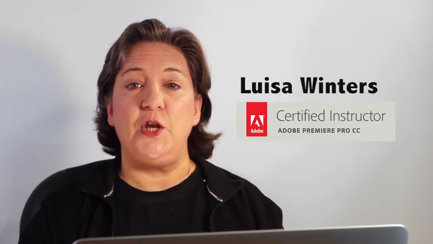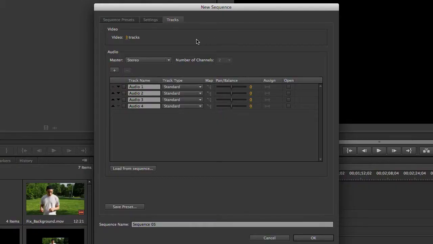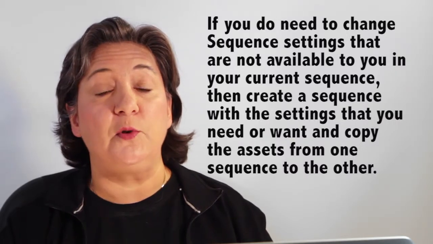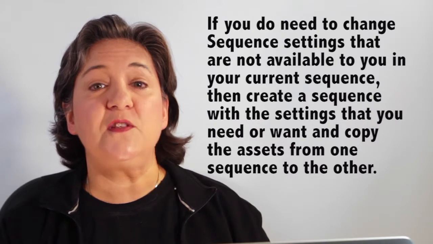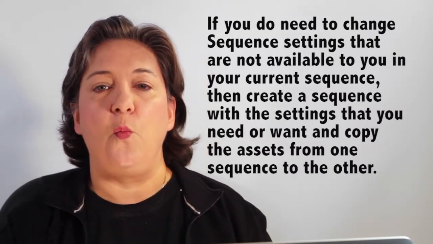can control the number of video tracks and the number and type of audio tracks for new sequences that you create. It is important to note that you can change these after the fact, all of them, with the exception of the master track. However, if you do need to change sequence settings that are not available to you in your current sequence, then just create a sequence with the settings that you need and copy the assets from one sequence to the other, and you got it.